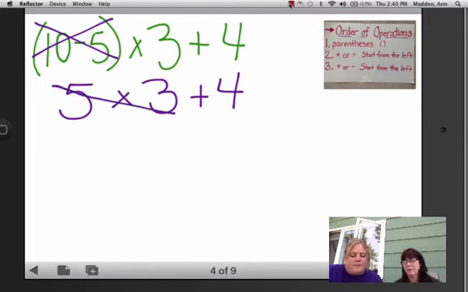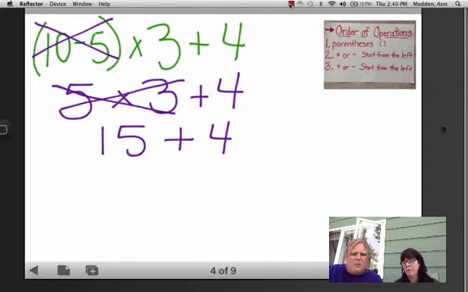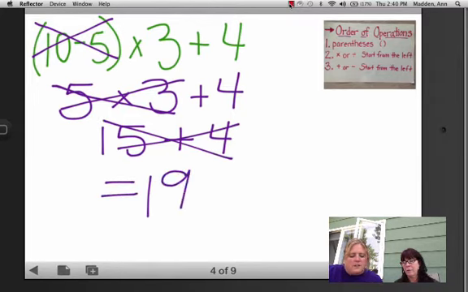Right away I see multiplication. 5 times 3 is 15. And I'm going to continue to write down the rest of my problem so I remember. There's no more multiplication or division, so I'm going to go on to my last one, addition or subtraction, which I do find addition. 15 plus 4 equals 19.